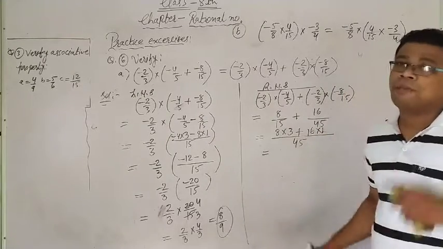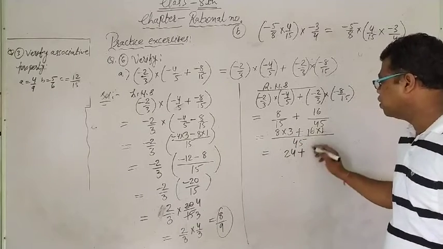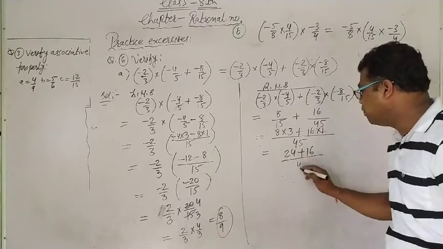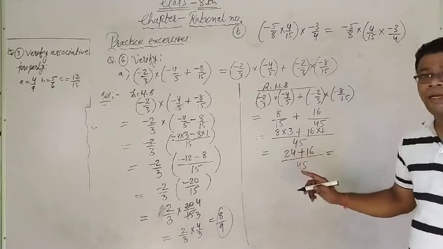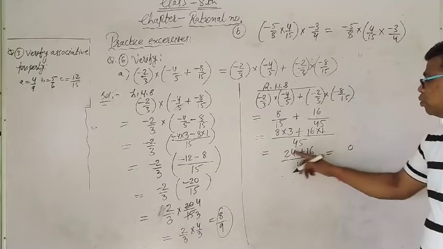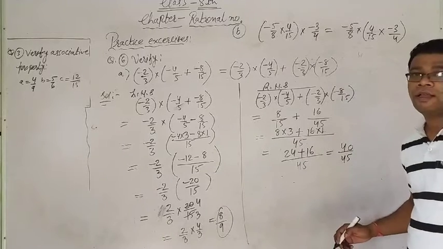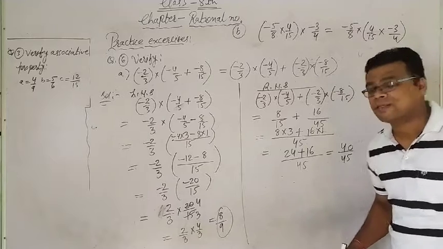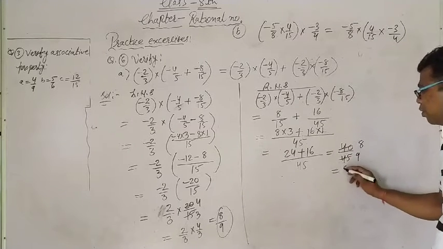Okay. Right now I am going a bit faster. 8 3 are 24 plus 16 1 are 16 upon 45, equal to addition of both: 6 4 10, 2 1 3 carry 1, 4. 40 upon 45. Okay. Either you can simplify it. Yes. In the table of 5, 8 ja, 5 9 ja, 8 upon 9.